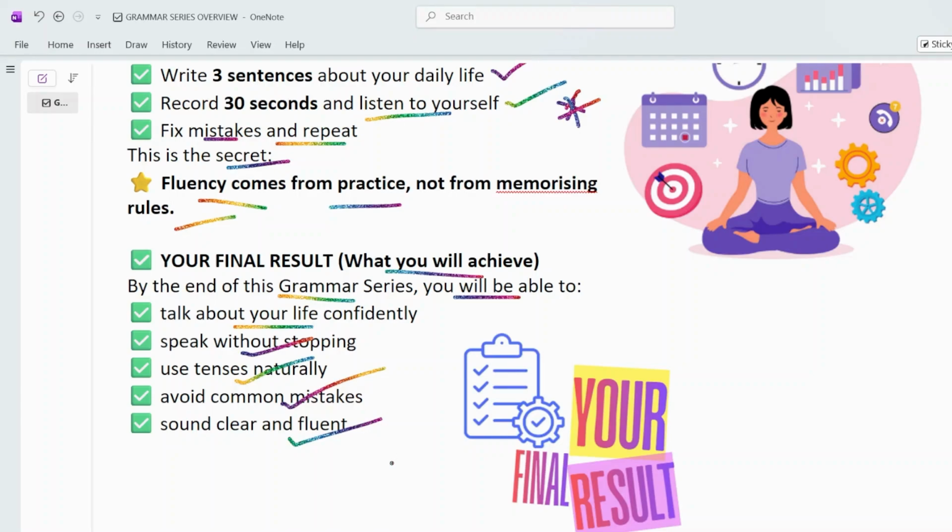Okay, so just to give you that factor, I would say that tenses are not difficult, they are just time clarity, and once you master time you master speaking. So do not rush, follow the order, and practice daily.